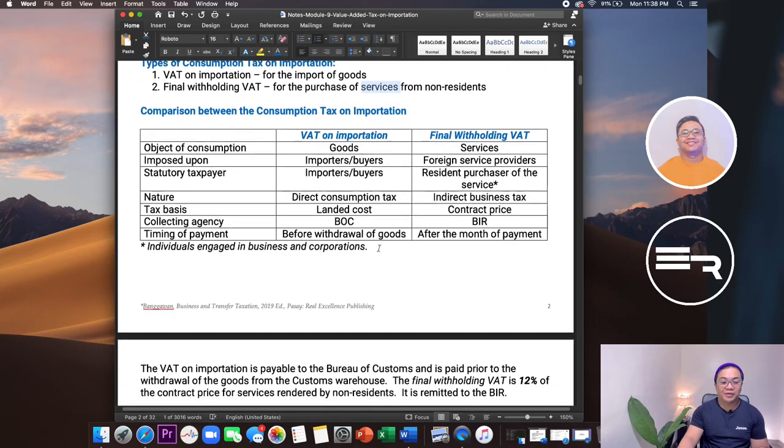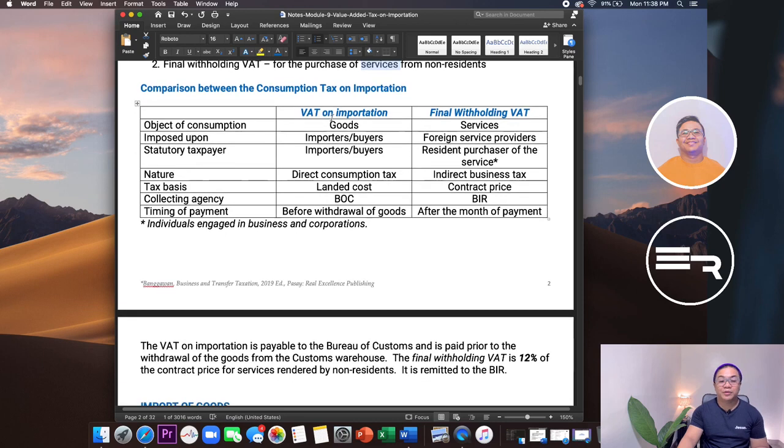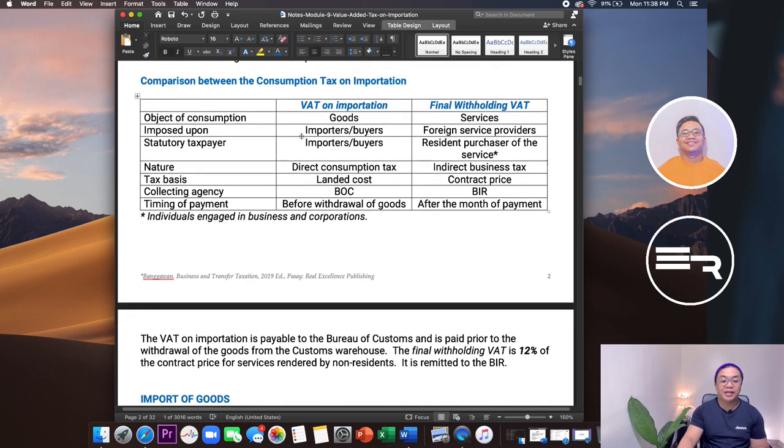So we have here a comparison table of VAT on importation and final withholding VAT. What's the difference? One is for goods, the other is for services. The tax is imposed on importers or buyers, the foreign service provider being the statutory taxpayer. For final withholding VAT, the statutory taxpayer is the same, the resident purchaser of service. The asterisk means individuals engaged in business and corporations.